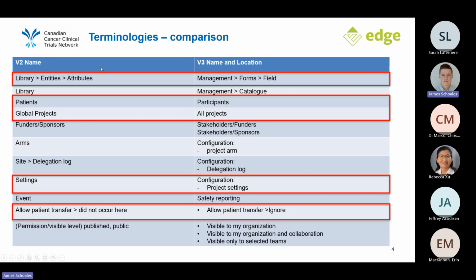In terms of terminology and some location of resources, the library entities and attributes are now referred to as forms and fields. So for example, the priority patient entity that we used in v2 is now just called the priority patient forms. So if you're ever looking for an entity or attribute, they'll be under the forms and fields.